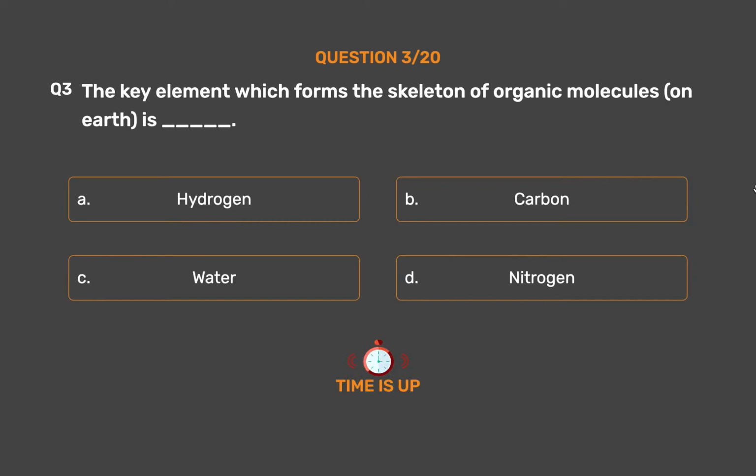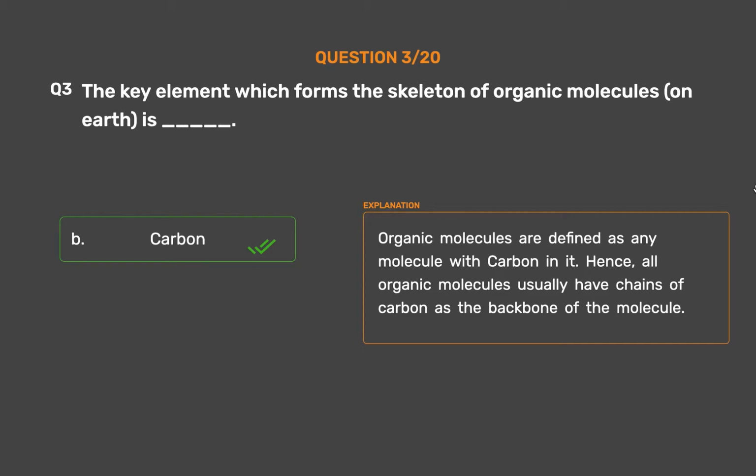The correct answer is Option B. Carbon. Organic molecules are defined as any molecule with carbon in it. Hence, all organic molecules usually have chains of carbon as the backbone of the molecule.